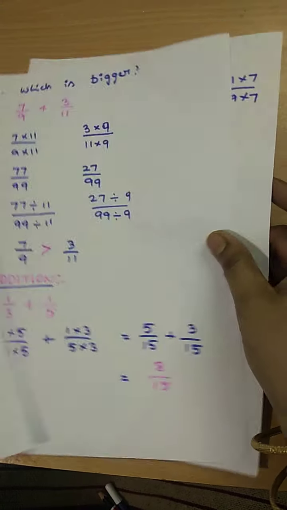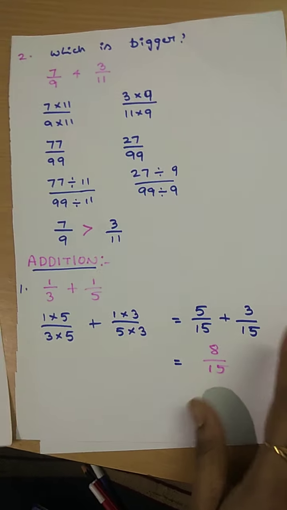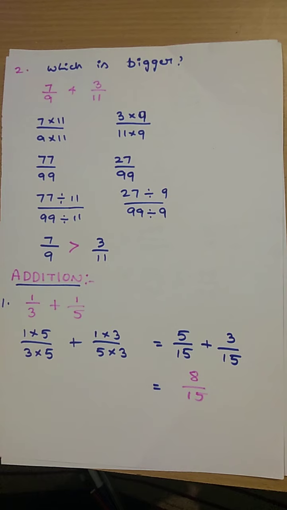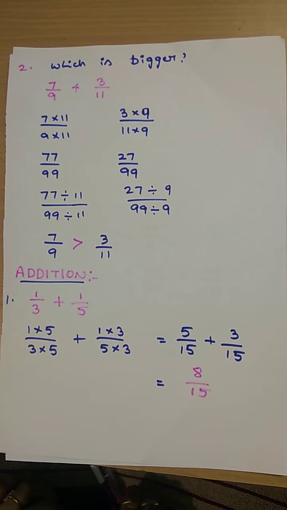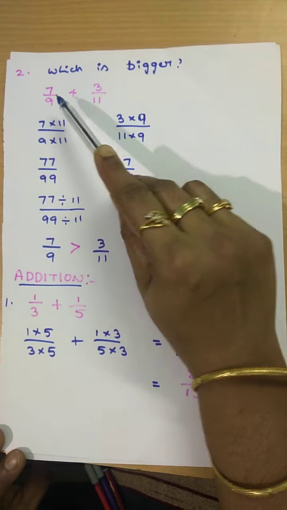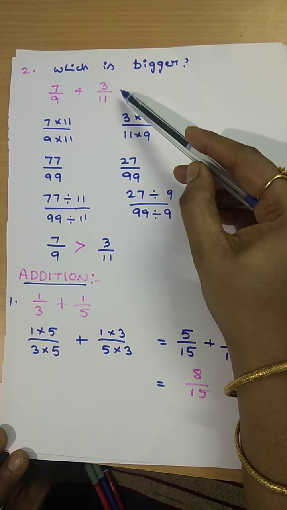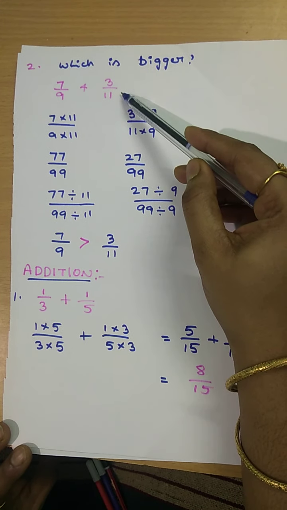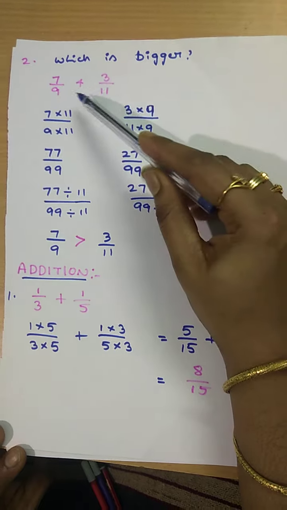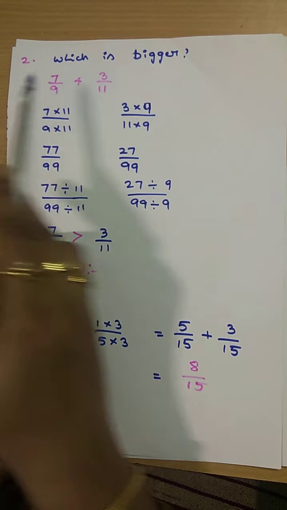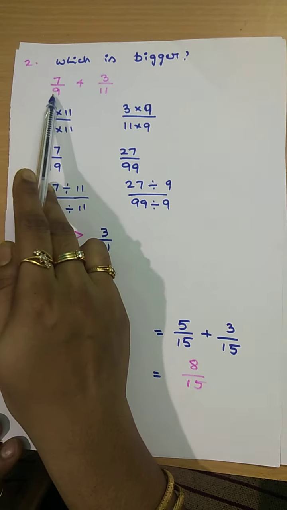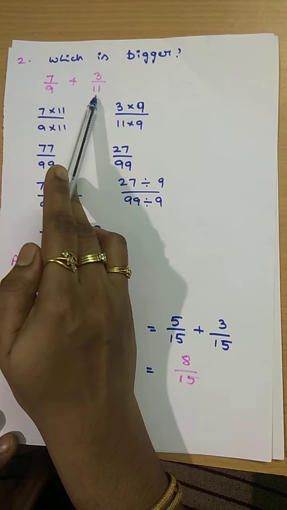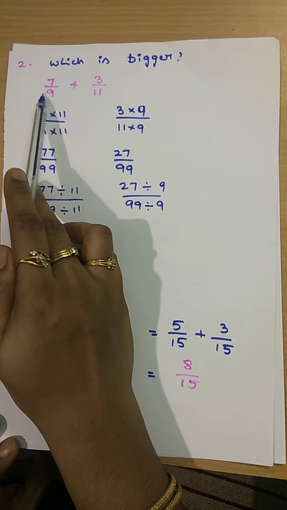Now I will explain one more example. Which is bigger here, 7 by 9 or 3 by 11? 7 by 9 and 3 by 11 are both unlike fractions. Now I am going to change these unlike fractions to like fractions by multiplying this fraction with 11 and this fraction with 9. Here 9 is there, so I am multiplying both the numerator and denominator with 9. Here 11 is there, so I will multiply both numerator and denominator with 11.